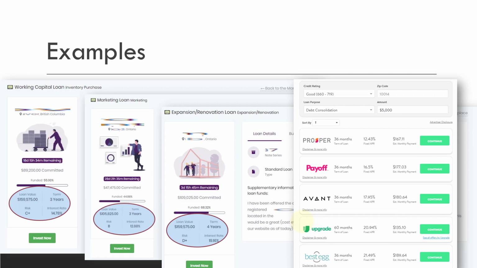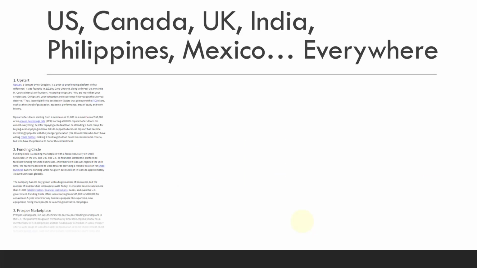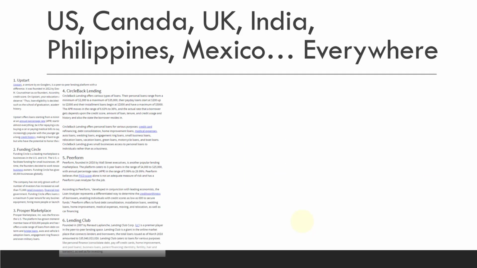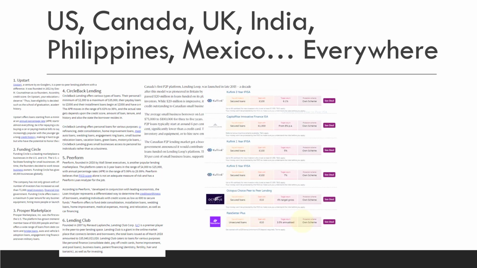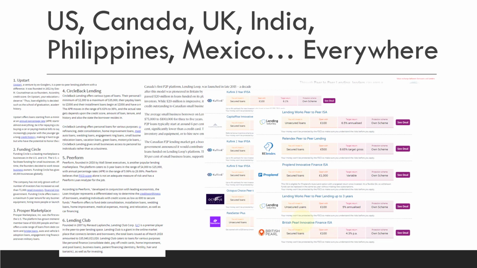Here are some examples from some American offerings. So you can see here, Prosper is offering 36 months, so a 3-year term at 12.5%. Let's look at this on a global scale. So you can see here at the start, this is US. These are all US companies. Then there's Canada with LendingLoop. Then there's the original guys, which is the UK.